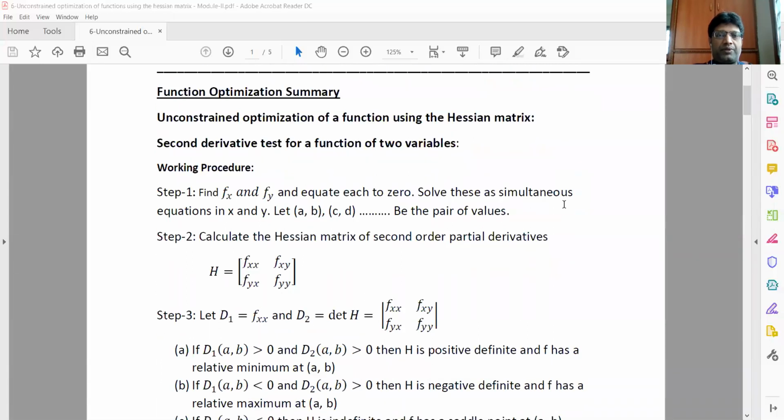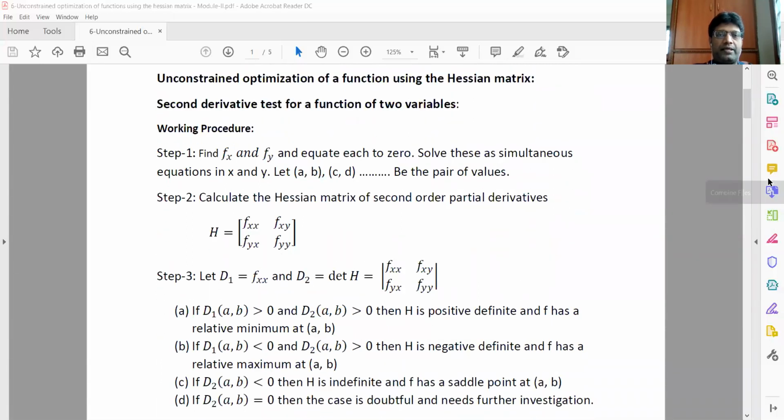Function optimization summary. We'll use the second derivative test to check the relative maxima and minima. The working procedure is like this. First, for the given function, find the partial derivative with respect to x and with respect to y, equate each to 0 and solve these as simultaneous equations. Then you will get some pairs of points which are known as the critical points. Next, calculate the Hessian matrix of second order partial derivatives. Next, let d1 be ∂²f/∂x² and d2 be the determinant of the Hessian.